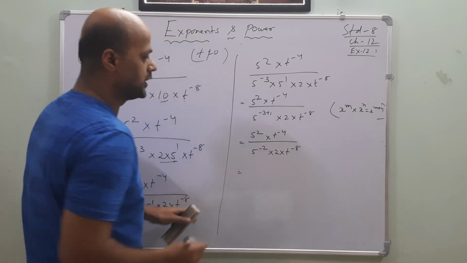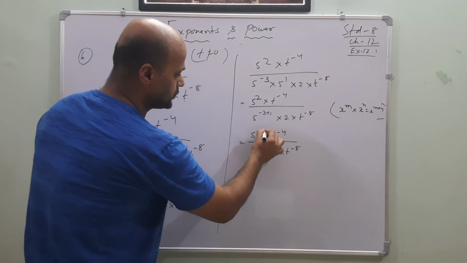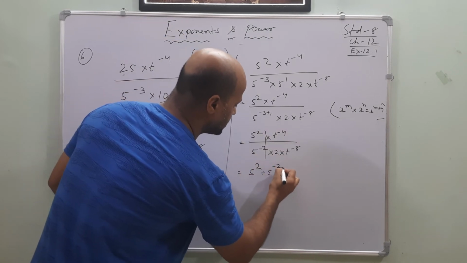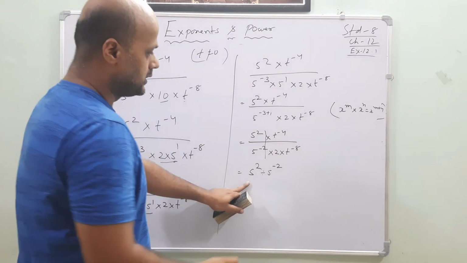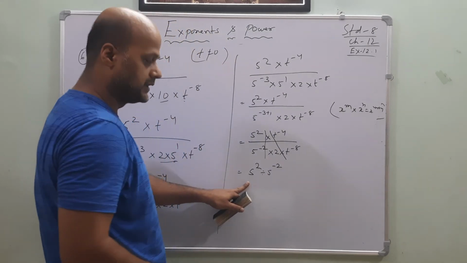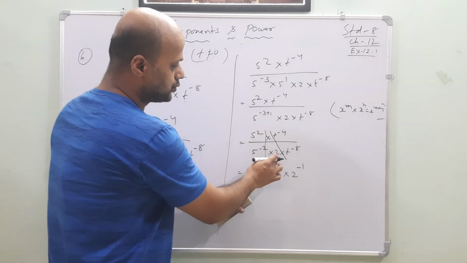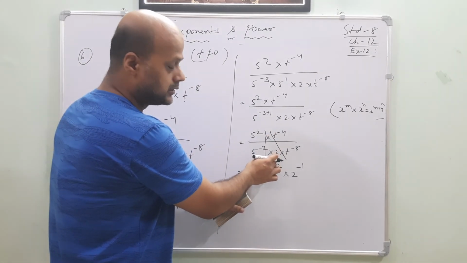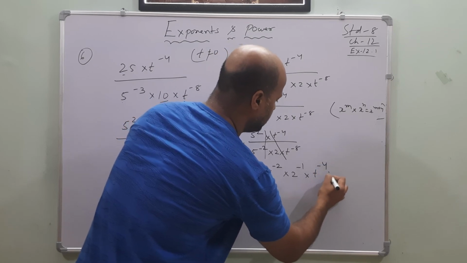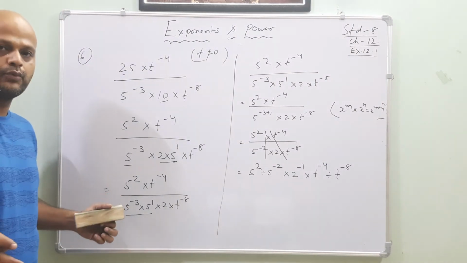Now I will write this one in separate form. 5 square, I make it separate, divided by 5 power of minus 2, yes or no? Now these two I just divided and 2 will be as it is. Or you can write it as 2 power of minus 1, because 1 by 2 will be there, no? Yes or no? Into t power of minus 4 divided by t power of minus 8. Now all of them are in one place.